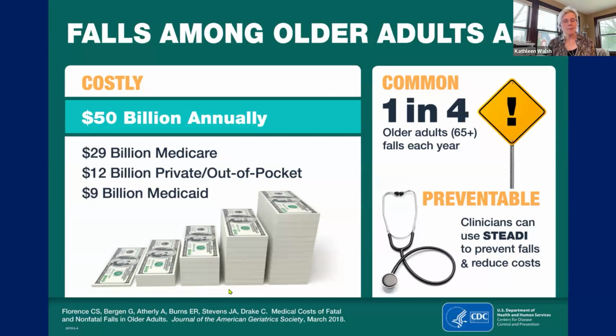How common is it for people over the age of 65 to fall? About 1 in 4 folks over the age of 65 fall each year. And this could be your relative, your parent, you, your neighbor, and people that you work with. People do fall. They're not always seeking medical care, but they do fall.